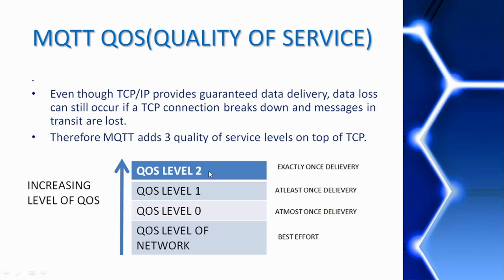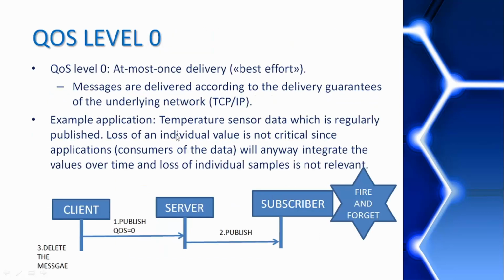QoS level 2 has the semantics of exactly once delivery of a message. QoS level 1 has the semantics of at least once delivery of a message. QoS level 0 has the semantics of at most once delivery of a message. Level 2 is the highest level of quality assurance. Now, let's start with QoS level 0. QoS level 0: a message is delivered with at most once delivery semantics. Messages are delivered according to the delivery guarantee of the underlying TCP/IP network.